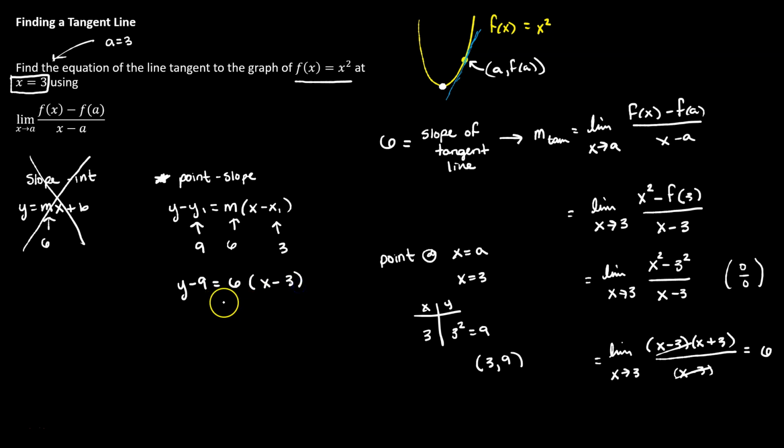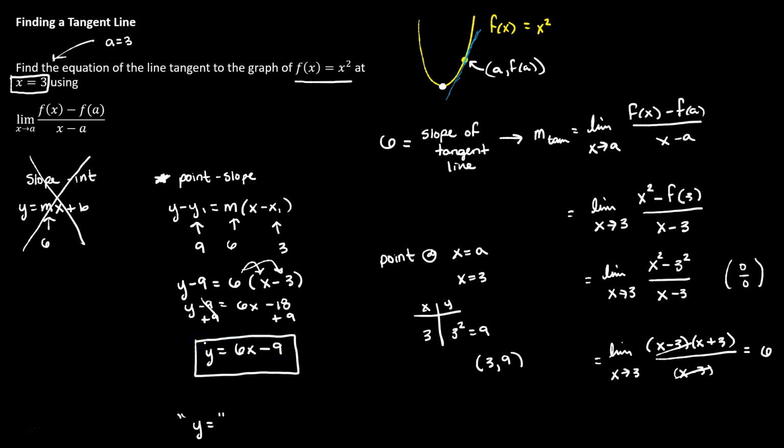And although this is technically the correct answer, it's not finished. We want to clean this up the best we can, hopefully getting it into a y equals format. So I will distribute my 6 into the parentheses over here. Then I will add 9 to both sides of my equation so that I have y equals 6x minus 9. That is the equation of our tangent line to the function x squared at the value x equals 3.